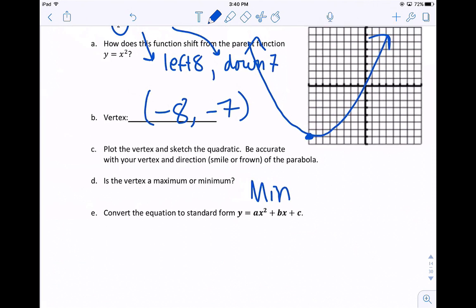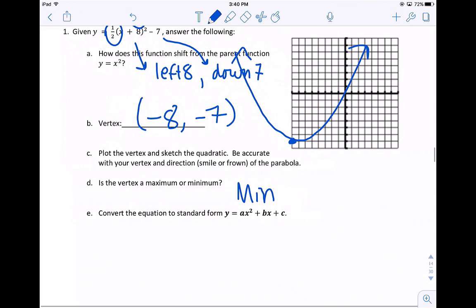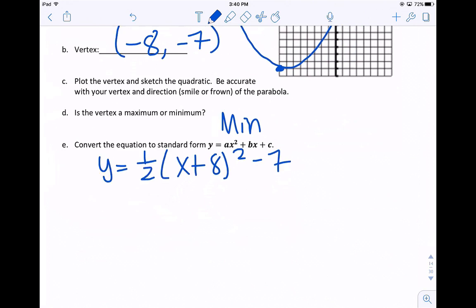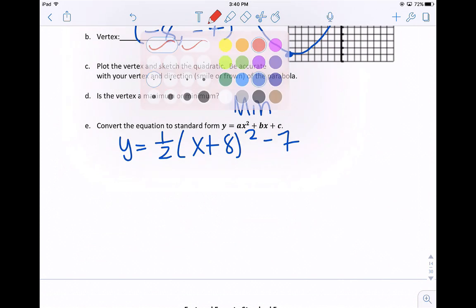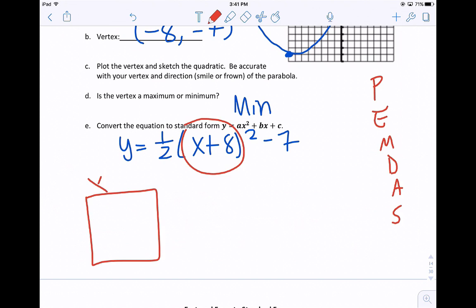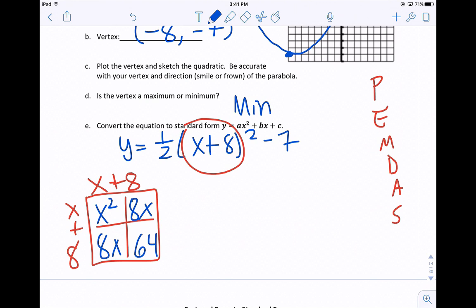All right, let's convert our equation to standard form. And so you're going to do this with order of operations. We have 1/2 (x plus 8) squared minus 7. So order of operations, or PEMDAS, says we do parentheses first. All right, so parentheses will be (x plus 8) times (x plus 8). I like to stick it on the outside of the box and get the inside, or you could FOIL this. This would be x squared, 8x, 8x, and 64.